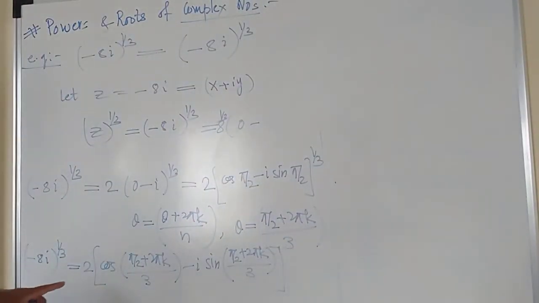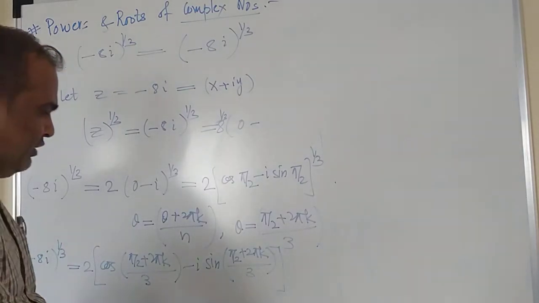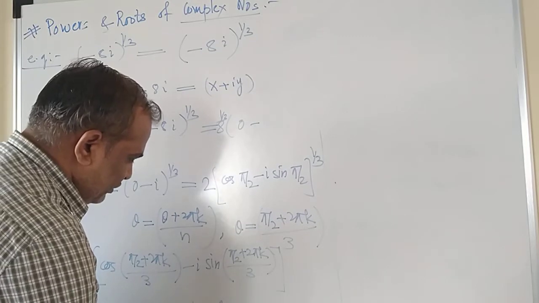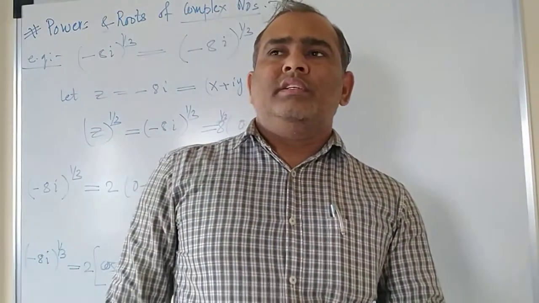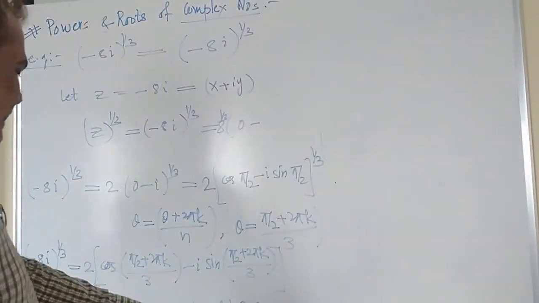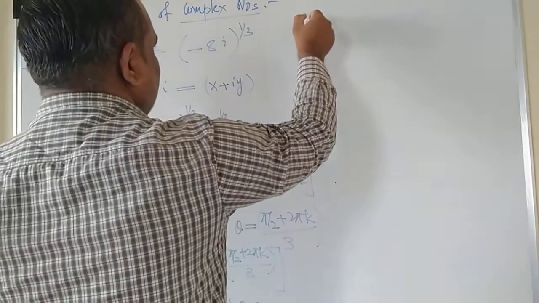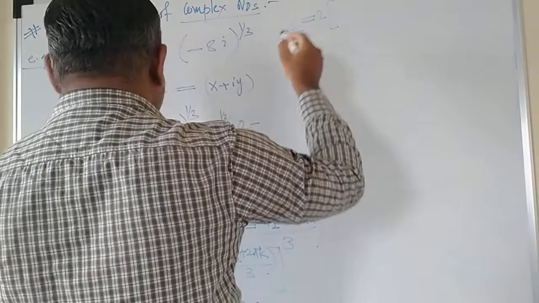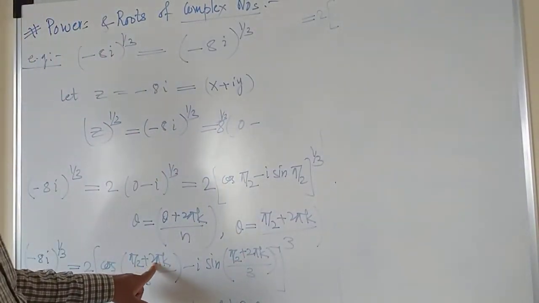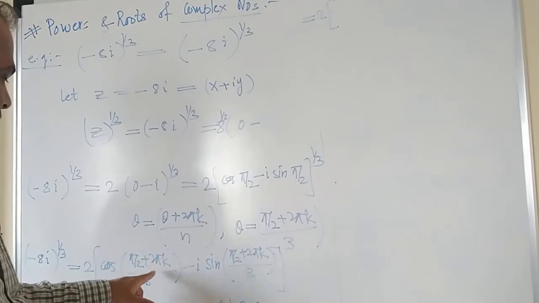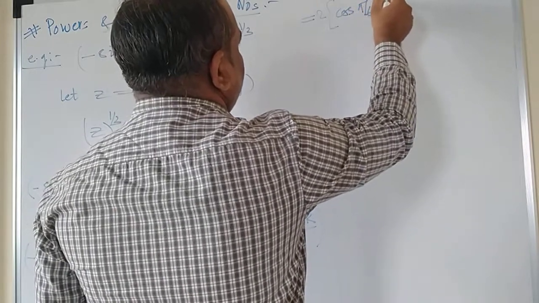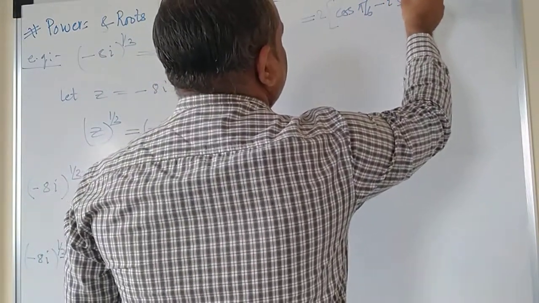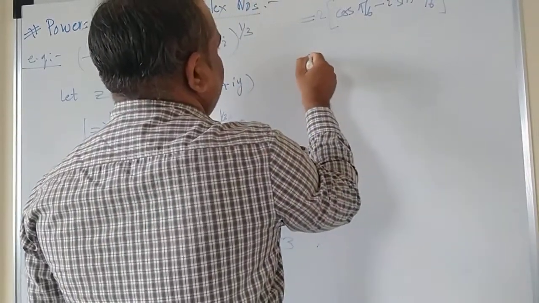Fine. Now you can simplify this, and while simplifying you can put the values k equals 0, 1, 2, 3, etc. So at least you can find the 3 values. If you put k equals 0, you will get the first root equal to 2 into bracket cos of pi by 2 plus 2 pi k by 3. K is 0, so this vanishes and you get pi by 6 only. So cos pi by 6 minus i times sin pi by 6, right?